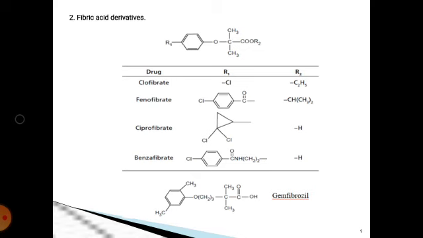The examples of the drugs belonging to this class include clofibrate, fenofibrate, ciprofibrate and bezafibrate. One more drug also is there, that is gemfibrozil.